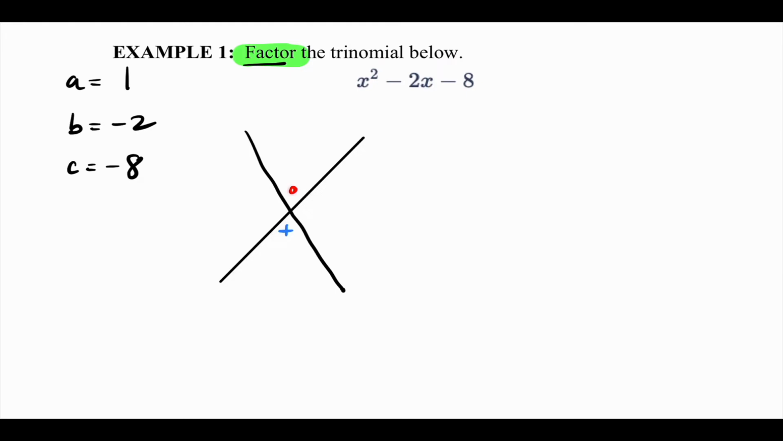See that multiplication here? How do we get our number here? Well, we get our number here by multiplying A times C. So if I were to multiply A times C, what number would I get? I'd get a number. What number would it be? Negative 8. That goes on top.